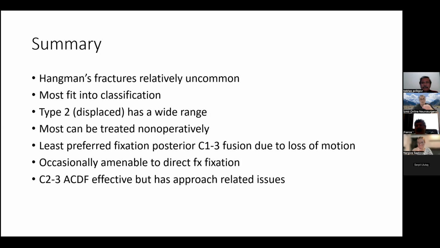The interesting thing is it's hard to find anything in the literature of these displacing and causing a deficit. So what we're really looking for is whether it's going to displace enough to cause late pain or other problems. Developing a deficit is not common. So in the elderly patients, I'm very apt to treat non-operatively. Thank you.